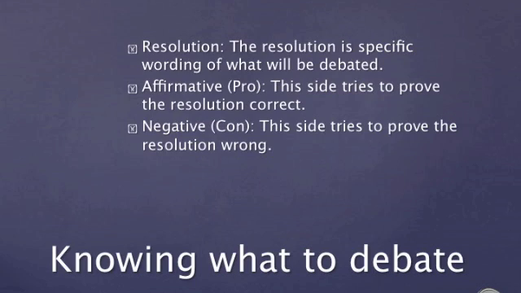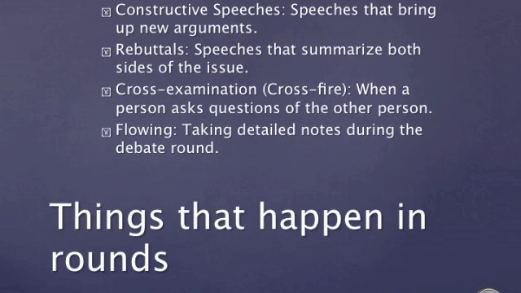So we've talked about the different styles of debate: policy, Lincoln-Douglas, public forum, and we've also talked about the three key terms of resolution, affirmative, and then negative. What I'd also like to talk about are the types of things that happen in rounds. So these terms deal with things that happen during rounds.